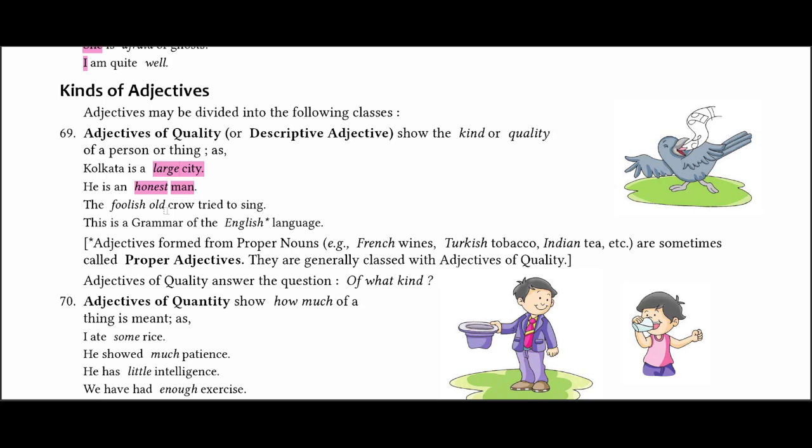Similarly, the foolish old crow tried to sing. Here, crow is a noun, and this word foolish and this word old, both these words are describing the crow. What kind of a crow? What kind of a man? What kind of city? Similarly, this is a grammar of the English language. Language is the noun.